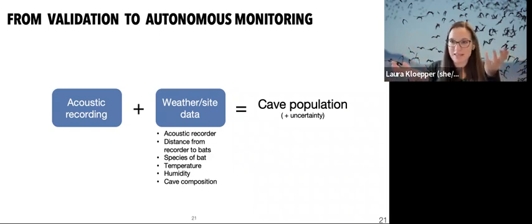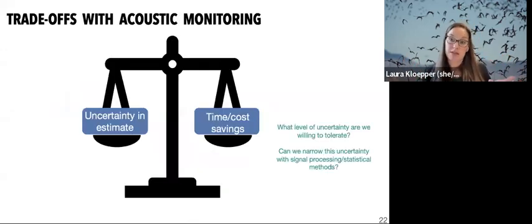And I'm putting my hands up like this because this is the stage where we're at. What exactly is this uncertainty? I think it's important to talk about this uncertainty for a little bit because this is a trade-off that we have with acoustic monitoring. Acoustic monitoring can save us an incredible amount of time and an incredible amount of cost, but we're always going to have a little bit of uncertainty in our estimate.